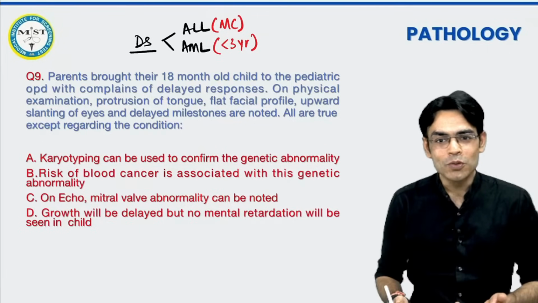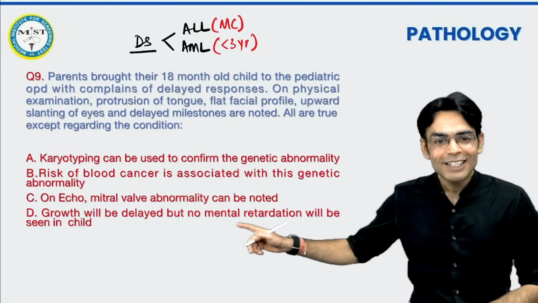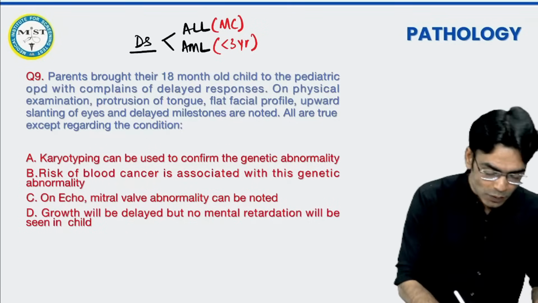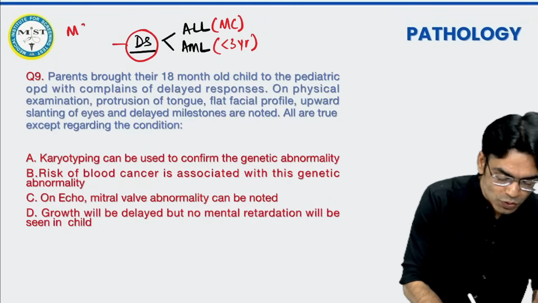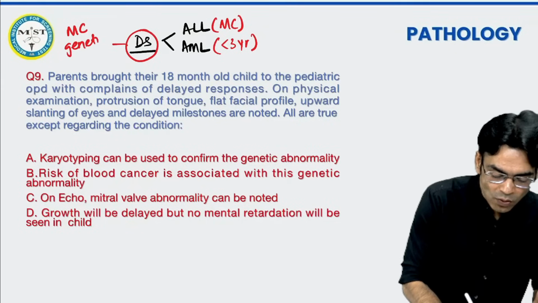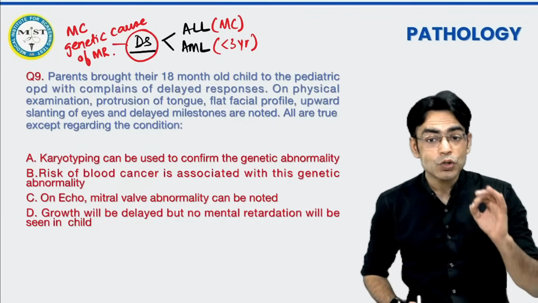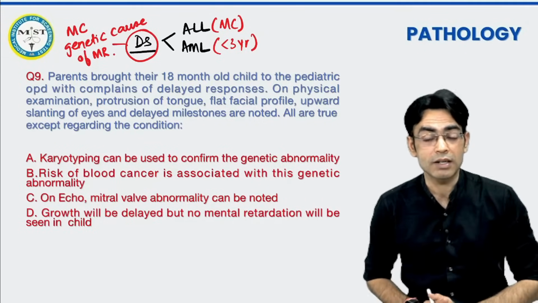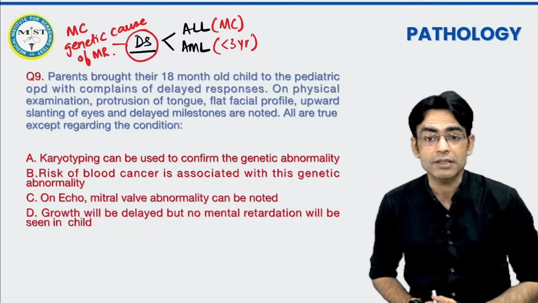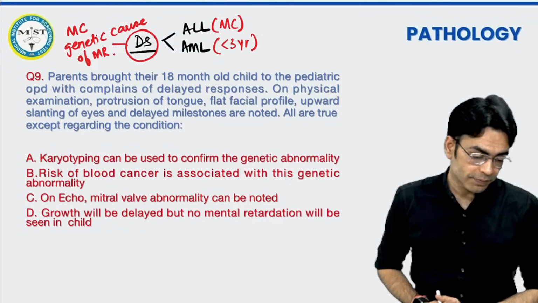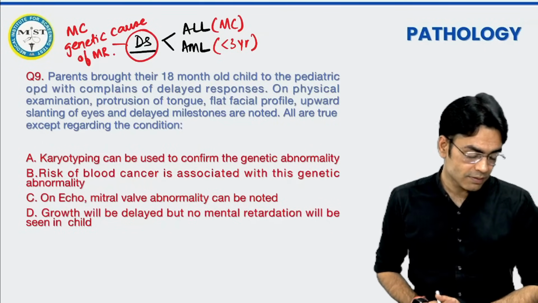So all are true except for one thing. The last one. Growth will be delayed but no mental retardation. नहीं भाई, Down syndrome is the most common genetic cause of mental retardation. It's one of the most common genetic cause of mental retardation. Second most common cause of mental retardation is Fragile X. Genetic cause, but ये Downs है. Yes. G.